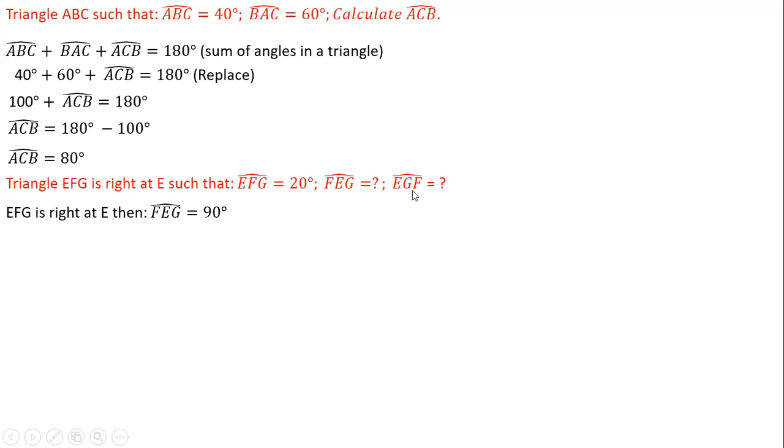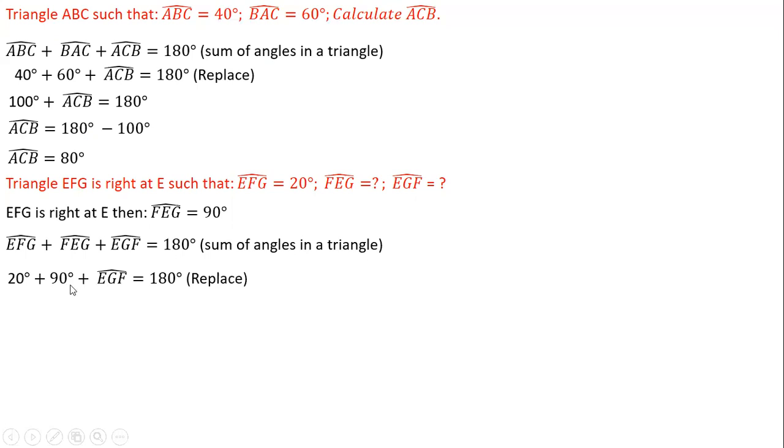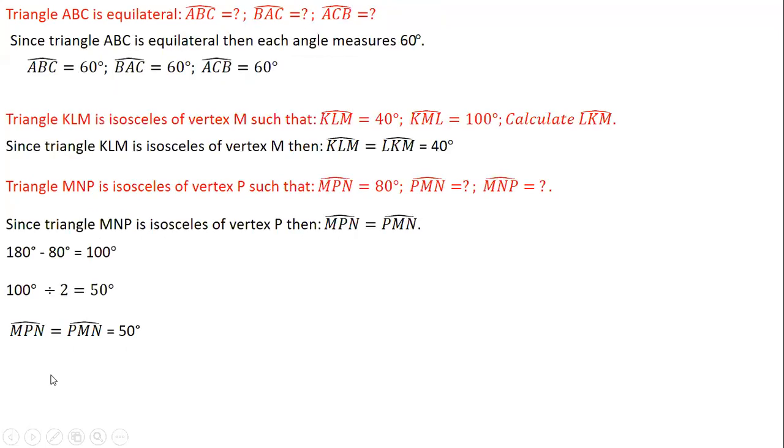I still have EGF. This is a missing angle, so I start with the sum of angles in the triangle. I replace the given angles. I add 20 plus 90, so angle EGF equals 180 degrees minus 110 degrees, so angle EGF is equal to 70 degrees. Now triangle ABC is equilateral. I ask, what do we mean by equilateral? So this triangle has 3 equal angles and each angle measures 60 degrees. So angle ABC is 60 degrees, BAC is 60 degrees, ACB is 60 degrees.